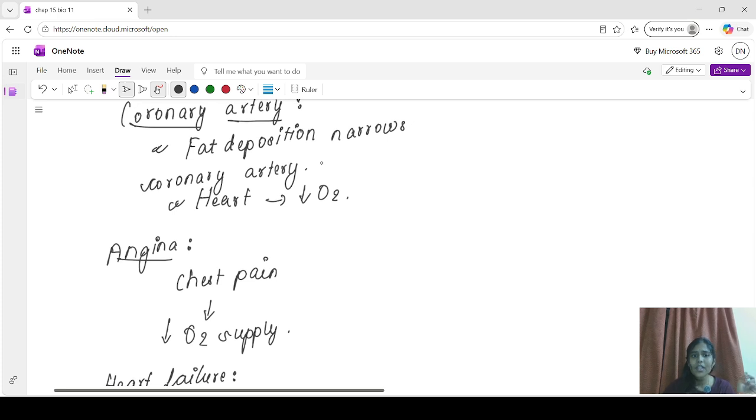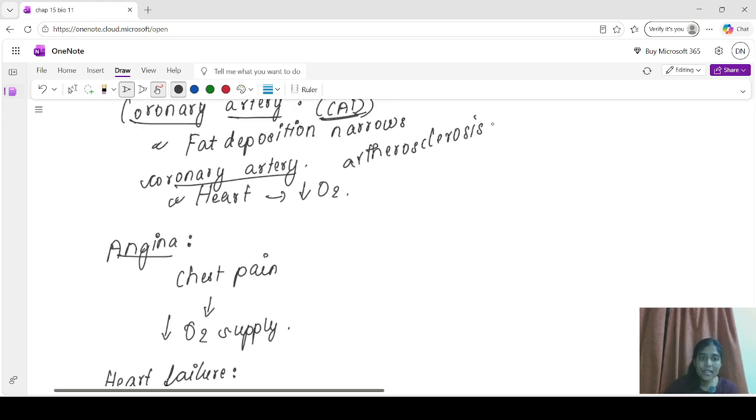Okay. And coronary artery disease, called CAD. In this disease, the heart muscle receives oxygen through the coronary artery. In coronary artery disease, fat, cholesterol, and calcium deposits accumulate in the artery walls. And this condition is called atherosclerosis. Okay. And in this condition, the heart will receive very little oxygen and blood flow will also decrease. As a result, the heart muscle cannot function properly and the risk of heart attack increases.